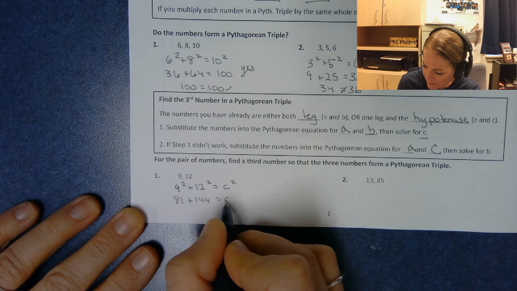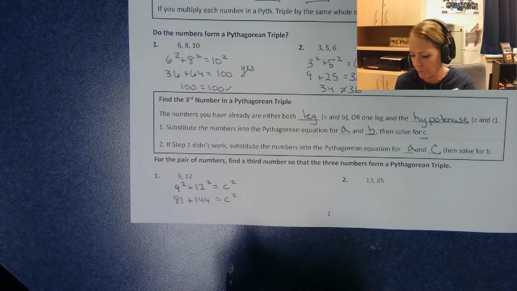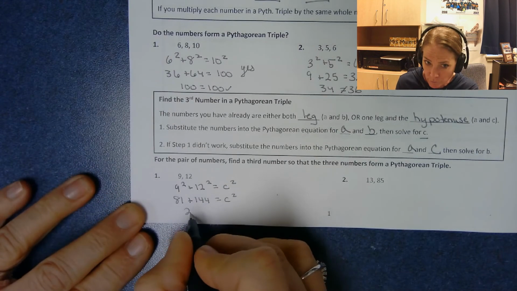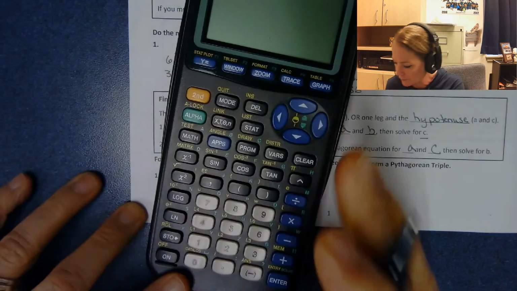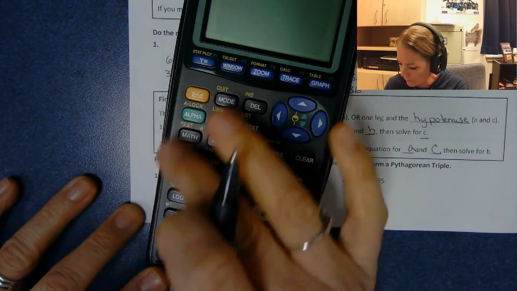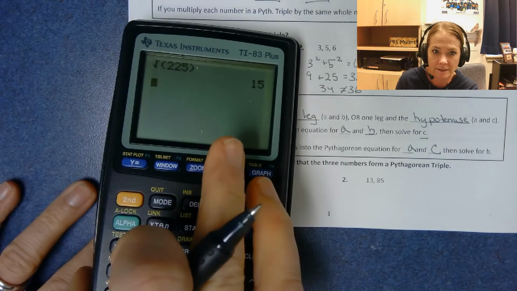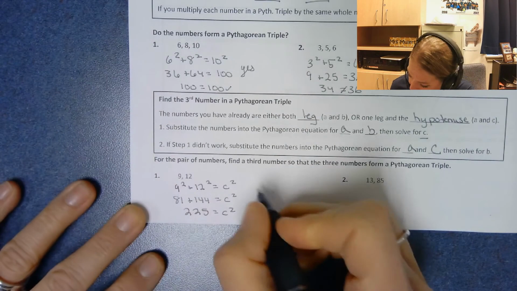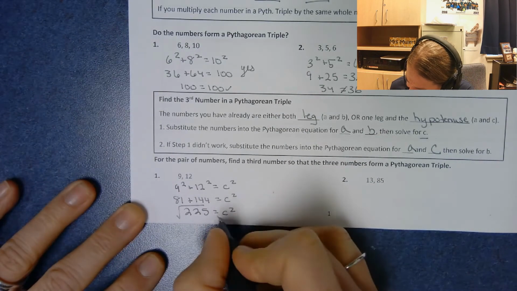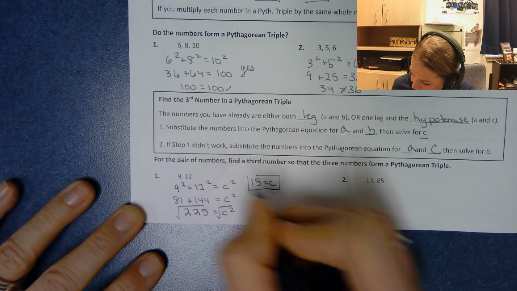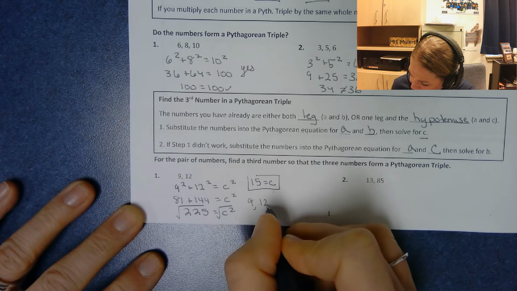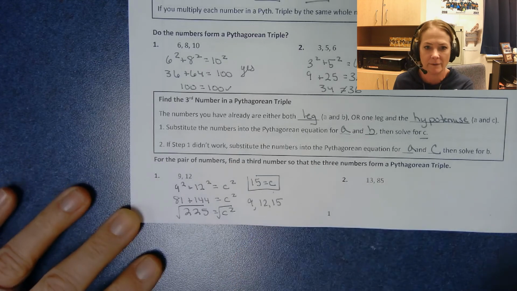So 81 is 9 times 9, 12 times 12 is 144. That comes out to 225, and that is going to be a square number. So you're just going to go square root of 225, and you see that you get 15. Sorry, I did that a little quickly. 15. So the square root is an integer. That's great. So this is a triple: 9, 12, and 15. And it just so worked out that that was the hypotenuse.